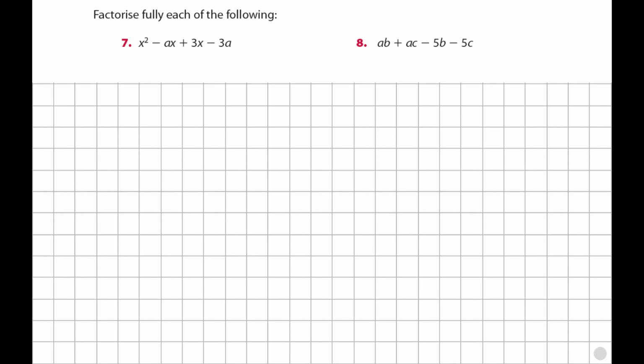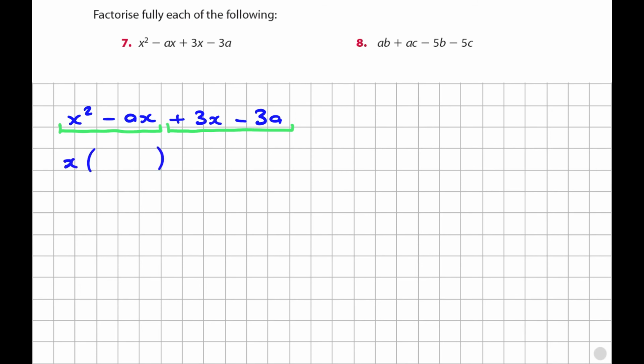So, question 7. You can see there, in this question, we've got 4 terms: 1, 2, 3, and 4. So I'm just going to write out those 4 terms and we'll go from there. x squared minus ax plus 3x minus 3a. What I need to do when I have 4 terms is take the first 2 and put them together, and take the last 2 and put them together. So if I look at the first 2, I have to take out what's common for the first 2, and what's common for the first 2 is x.